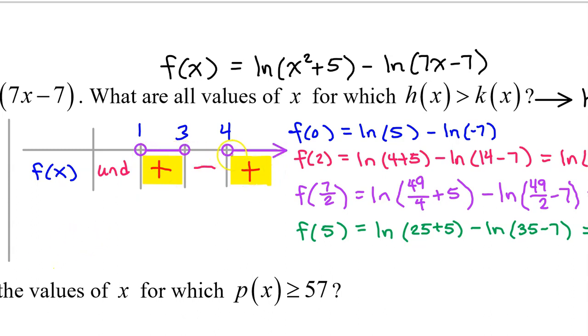The endpoints of these intervals are not to be included because we are looking for where f of x is greater than 0, not greater than or equal to 0. That's why I am marking them with open circles, and when I write the solution set in interval notation, I should use parentheses, not brackets. So this will be the interval from 1 to 3, union the interval from 4 to infinity.